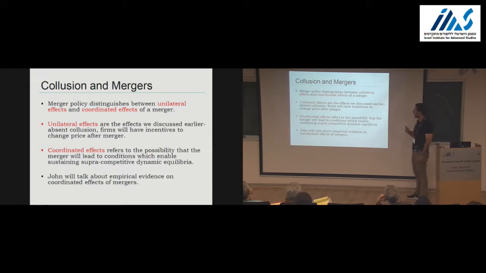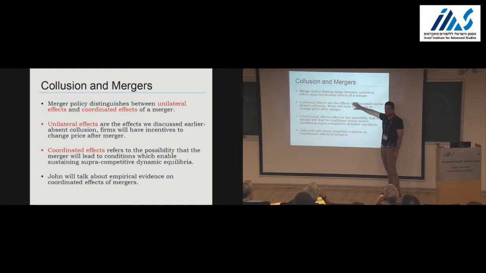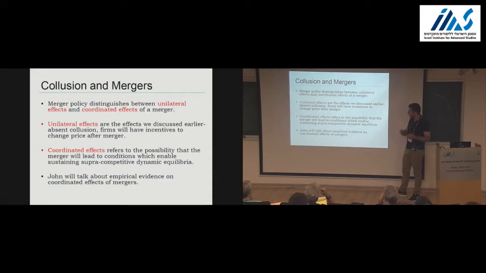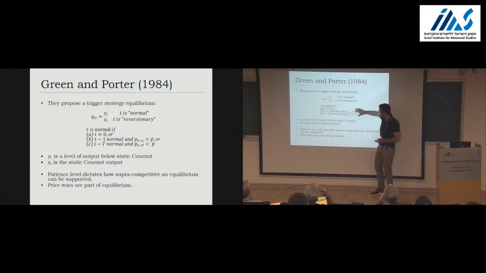Okay, these two things are related. I alluded to this earlier. In merger policy, you'll hear people distinguish between unilateral and coordinated effects of a merger. The unilateral effects are all the stuff we talked about, the firms changing price, changing their allocation of where they produce, which factories they produce the products in. The idea of coordinated effects is that when the merger happens, it changes the number of firms in this world and makes it easier to sustain the cooperation.